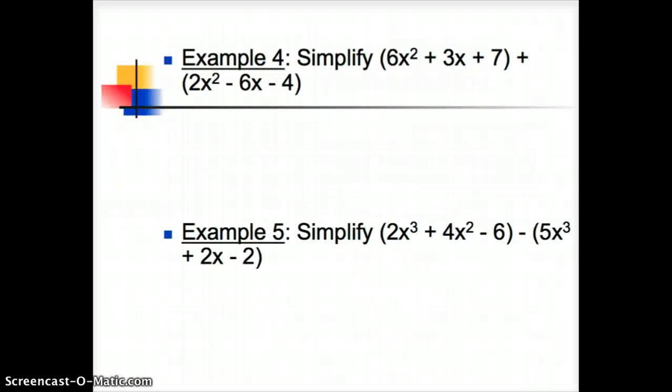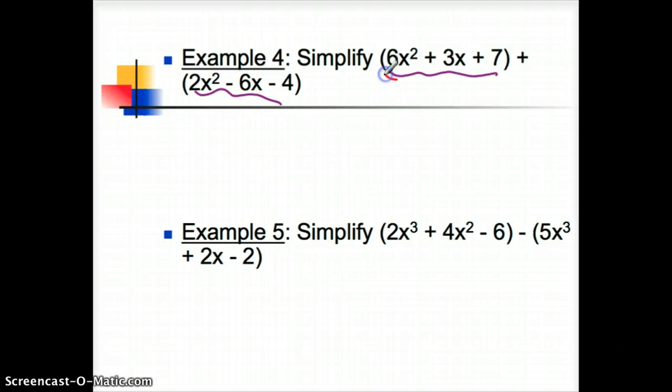So for example, simplify this. In parentheses the quantity 6x squared plus 3x plus 7 plus, in parentheses, 2x squared minus 6x minus 4. Okay, obviously there's nothing to combine in this group or this group because nothing has the same variable and the same power. But this is all an adding and subtracting problem. I can subtract in or out of parentheses. I don't even need them there. So I'm going to look for my like terms.